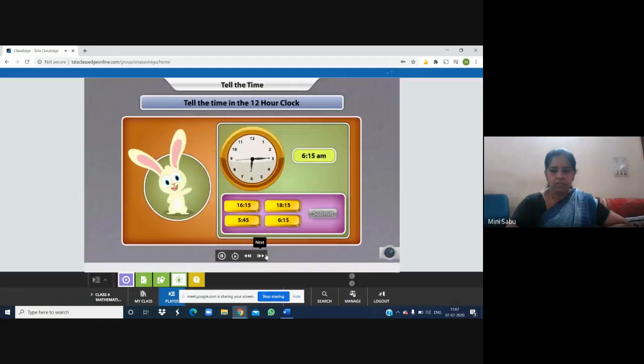What is the time in the 12-hour clock? Select the correct option and click submit. See, the time given here is 6:15 AM in the clock, and we have to write the time according to the 12-hour clock. That means according to our watch only. That means it is 6:15 AM itself. Let us submit and see. Excellent!